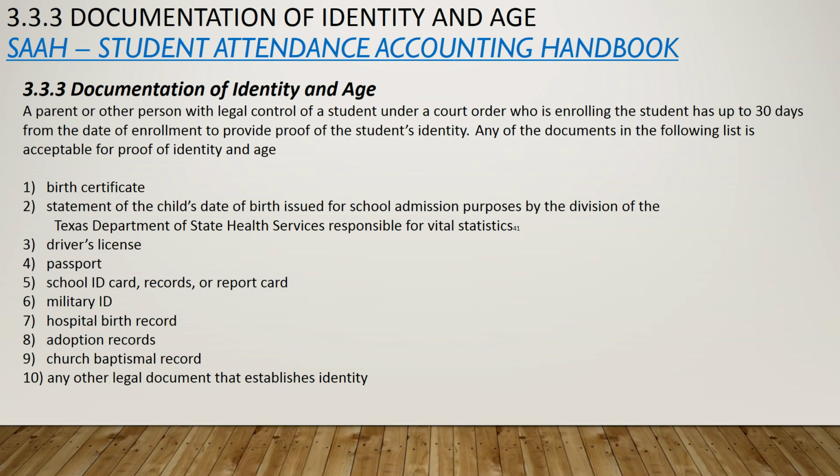Documentation of identity and age. A parent or other person with legal control of the student under a court order who is enrolling the student has up to 30 days from the date of enrollment to provide proof of the student's identity.